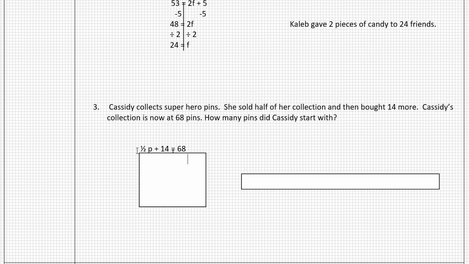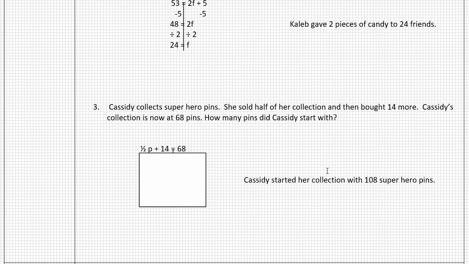How did you do? The equation I came up with is 1/2 p for half of the pins that she sold, and she sold half of her collection, p representing the number of pins, plus the 14 more that she bought, all equal to 68, since that's how many pins she has now. When I did all this work to solve the equation, I came up with the answer that Cassidy started her collection with 108 superhero pins. Do you agree? Let's check to see that we got there the same way.